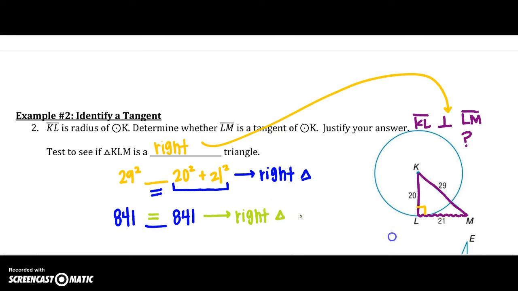But I also have that KL is perpendicular to LM, which means LM is tangent to circle K, sorry.